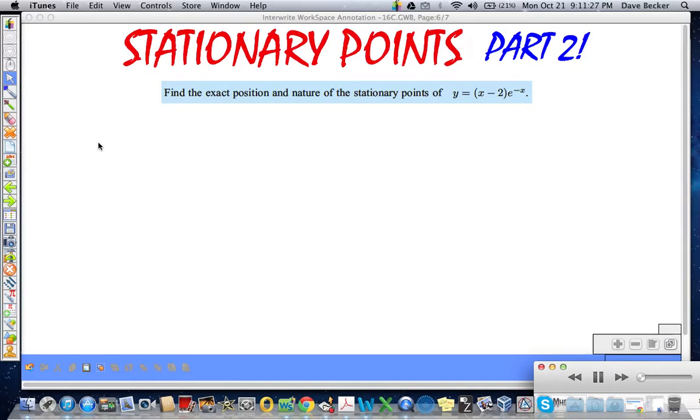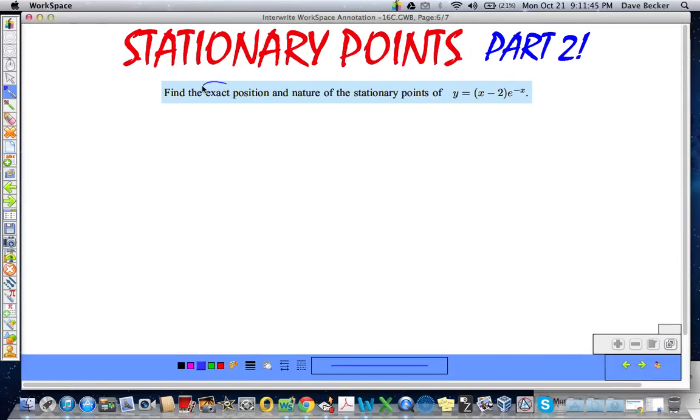Only 2 examples to do here. This is the second example from this section on stationary points. Find the exact position and nature of the stationary points of y equals (x minus 2) times e to the negative x. Just a little side note here: when they say exact, that means you're not using your calculator to give a decimal approximation. So just keep that in mind.